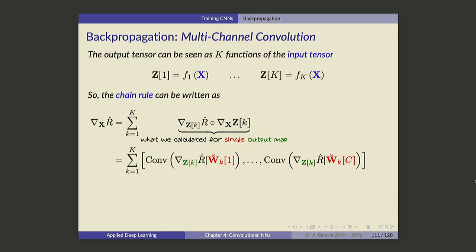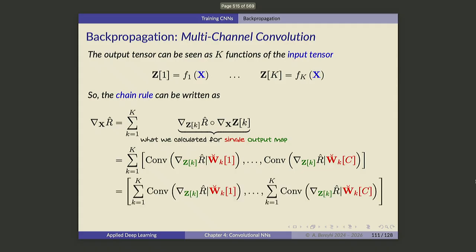But then you can again play a bit with this. You can take this sum inside the bracket, right? So you wouldn't say that I have tensors and I add them up. You would simply say that I add up corresponding channels, right? So this means that I can write this down in this form, right? Everybody's cool?